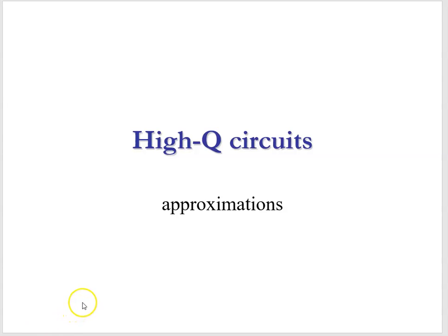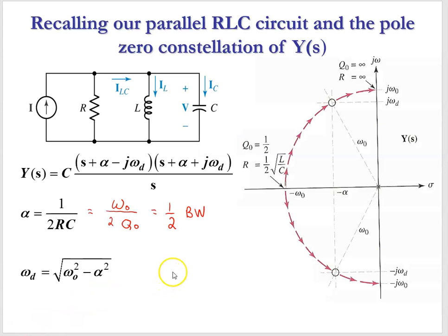Let's take a look at, if we have a circuit with a high quality factor, how we can use approximations to simplify our circuit analysis. If you recall the parallel RLC circuit and the pole zero constellation associated with the input admittance of this circuit as a function of S, we had our zeros at negative alpha plus or minus j omega d here, and we had a pole here at the origin.